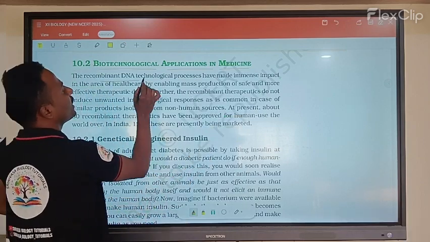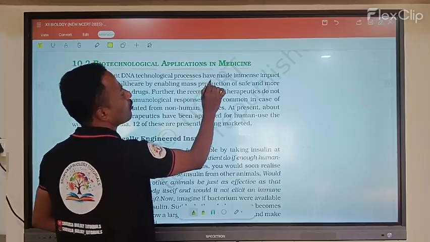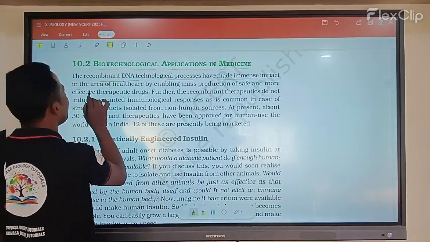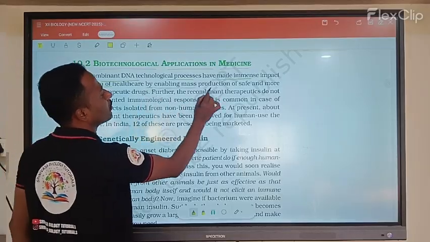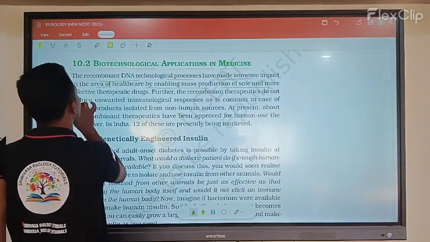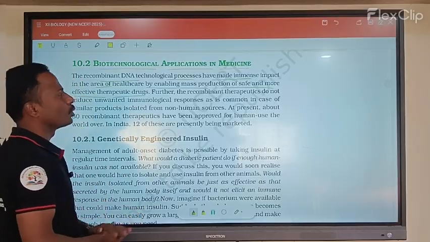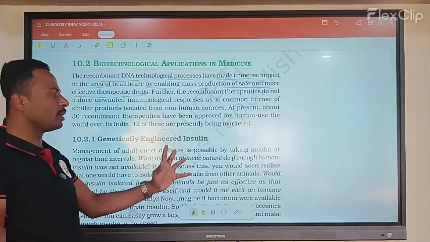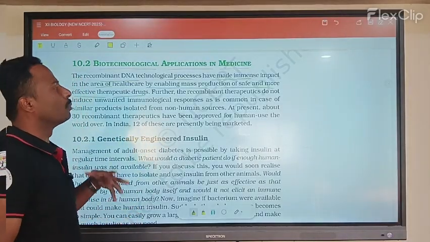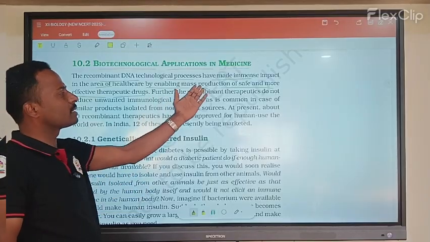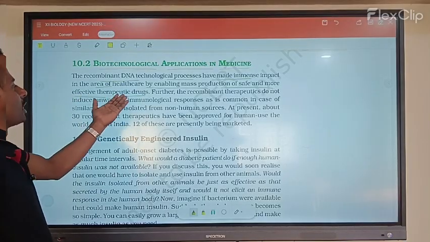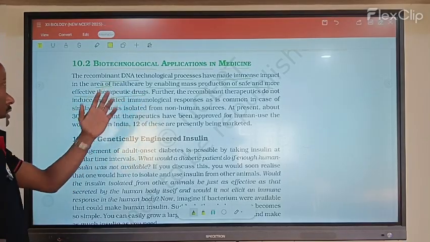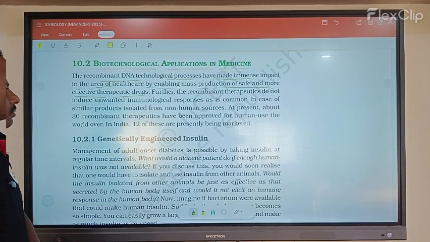Recombinant DNA technological processes have had an immense impact on the era of healthcare, enabling massive production of safe and more effective therapeutic drugs. So in biotechnology applications, we are using it more and more medicinally, and the number of medicines and effective therapeutic drugs we are obtaining is only with the help of biotechnology.